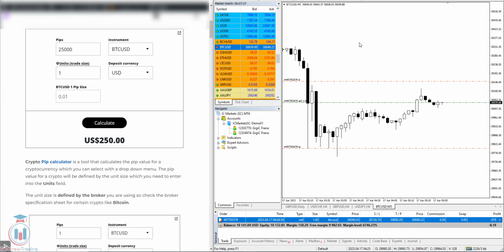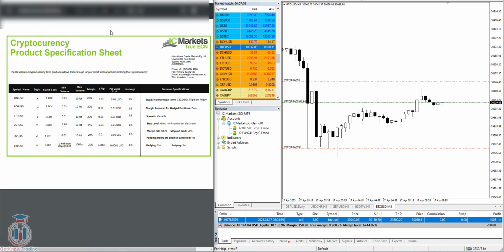for any cryptocurrency. Have in mind that you can also check the specification sheet on your broker website. For example, here for IC Markets, you can see that they have defined the Bitcoin details. For example, the size of one lot says 1 BTC, which is 1 unit of the base currency. And also you have the minimum volume and the maximum volume you can use on a trading platform. And here is the pip size, which means 0.01 on the price change.